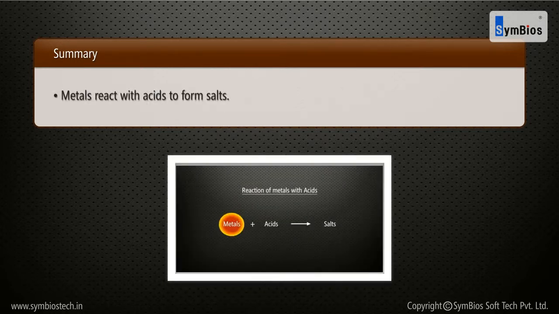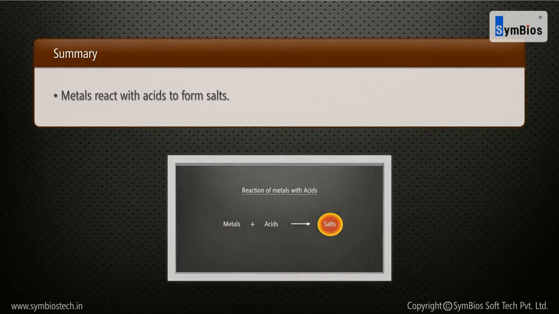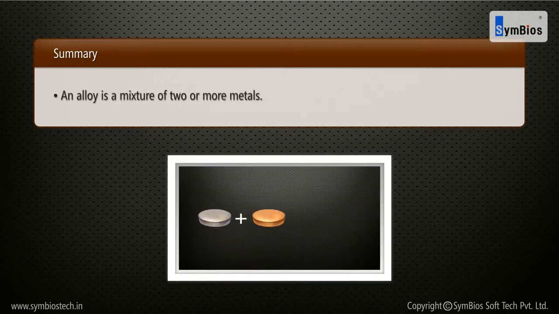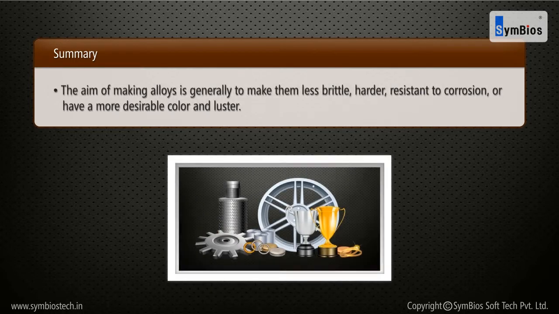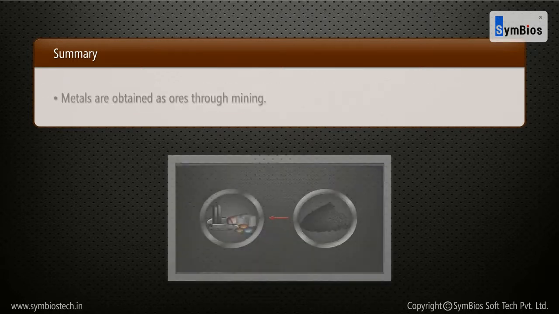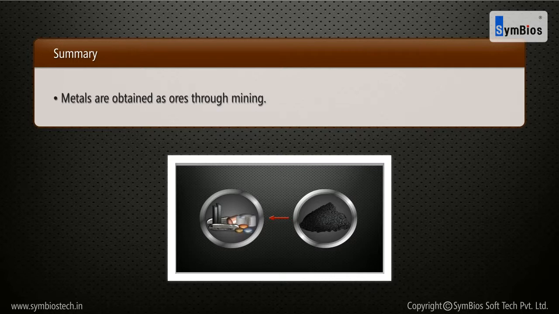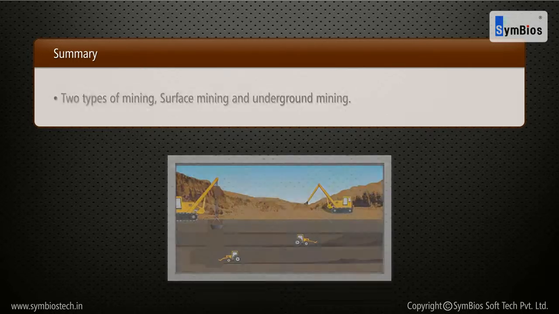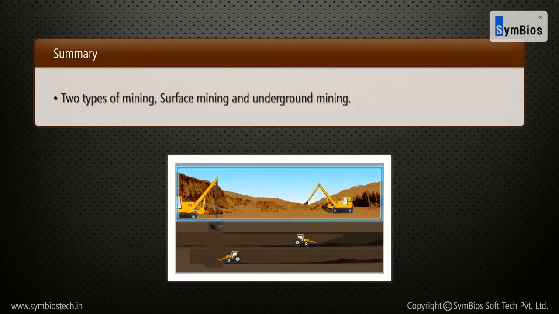Metals react with acids to form salts. An alloy is a mixture of two or more metals. The aim of making alloys is generally to make them less brittle, harder, resistant to corrosion, or have a more desirable color and luster. Metals are obtained as ores through mining. There are two types of mining: surface mining and underground mining.